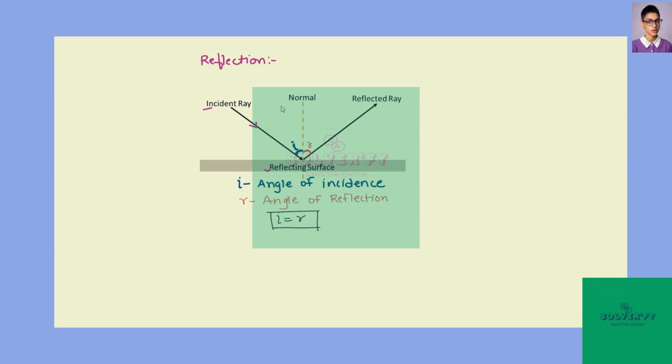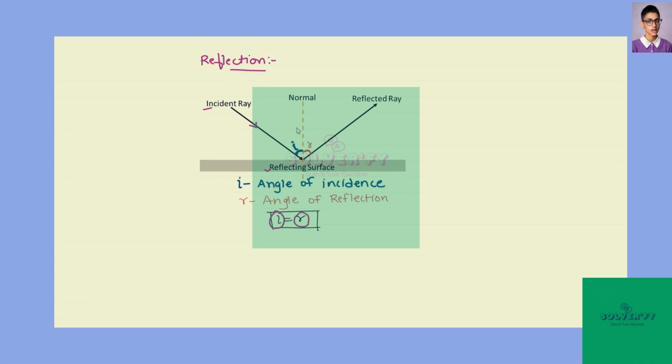And to call this particular phenomenon a reflection, there are certain laws that have to be followed. The very important first law related to reflection is that the angle of incidence, that is the angle made by this incident ray with the normal, must be equal to the angle of reflection. That is, this reflected ray makes an equal angle with the normal. Whenever you find that such a relation is obeyed, then we can call that phenomenon a reflection.